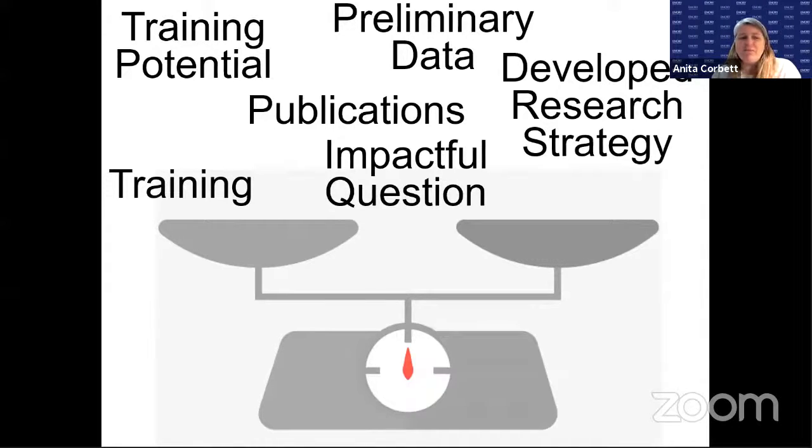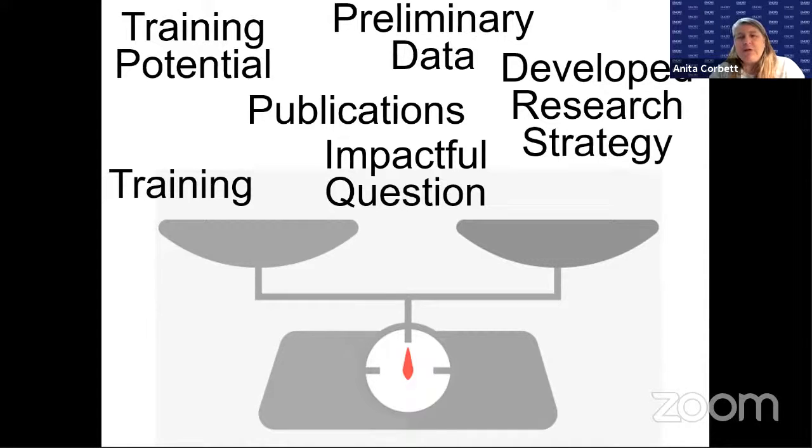So there needs to be, and I'm going to speak mostly to the K99R00 mechanism, and then we can have our expert on the K22 answer relevant questions to that. So for the K99, there still needs to be clear need for training. So there has to be some level of training that you're going to attain during that mentored phase of the grant. So there has to be training potential. But you also have to have a clear record of accomplishments. So you need publications, you need preliminary data, convince people that you're going to be able to ask impactful questions during the course of that research. And you really have to have a developed research strategy.